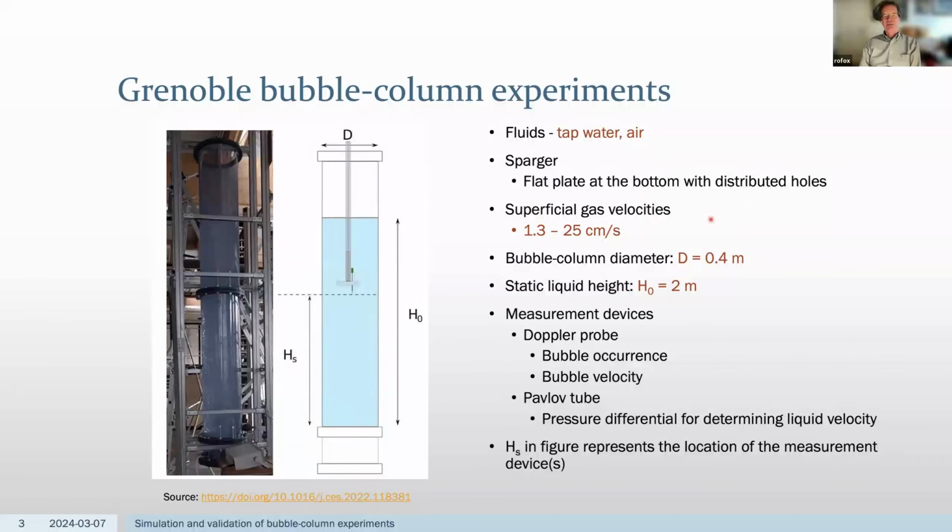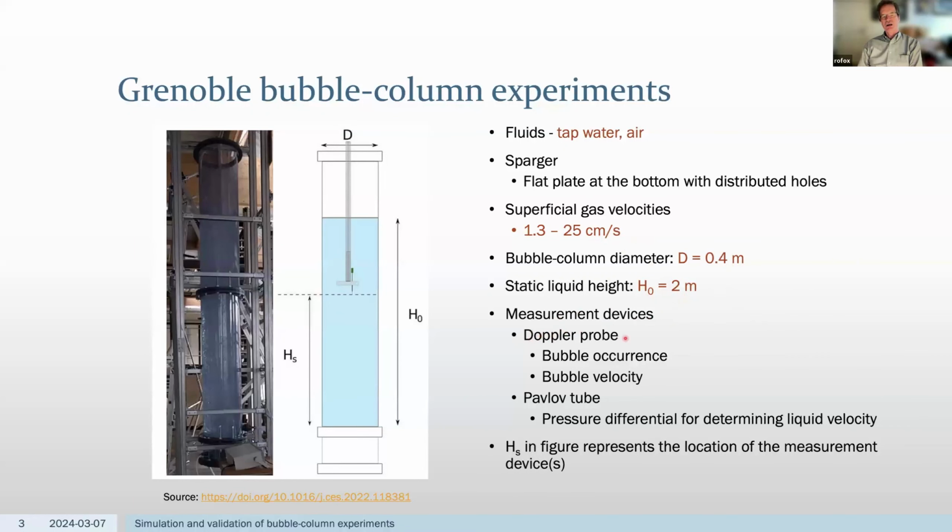Superficial gas velocities that they measured are between 1.3 centimeters per second and 25. These are superficial gas velocities measured at the bottom, so it's the average volumetric flow rate averaged across the cross section. And so 1.3 is in what's known as the homogeneous regime. Up to 25 is well into the heterogeneous flow regime. As I mentioned earlier, the bubble column diameter is 40 centimeters. The static height, the initial height, is 2 meters. And of course, as you inject gas, the height goes up substantially as you go to higher and higher flow velocities.